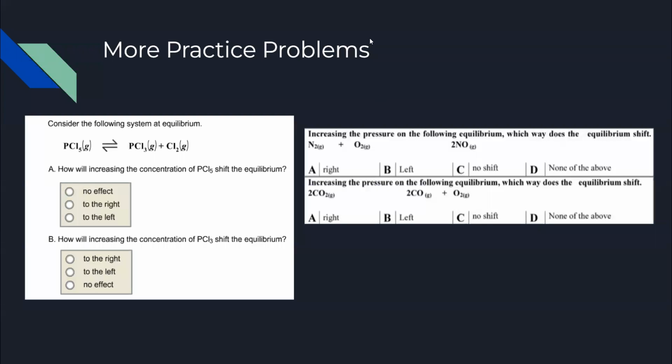So let's try some more practice problems. Let's do this one first. Consider the following system at equilibrium: PCl5 gas is at equilibrium with PCl3 and Cl2. How will increasing the concentration of PCl5 shift the equilibrium? If you have an increased concentration of PCl5, in order to bring the equilibrium back, you have to decrease it. The only way to decrease it is to consume it, and in order to consume it, you have to create more products. So the reaction will shift to the right.